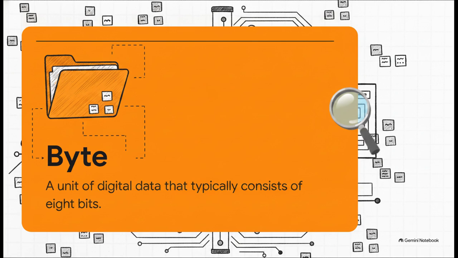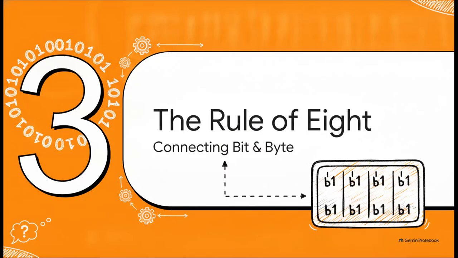A byte is, quite simply, a unit of digital data that consists of a grouped collection of bits. If a bit is a single piece of paper, think of a byte as a folder containing a small stack of those papers. It's just a way to package the data so that your computer's processor can handle it way more efficiently. Section 3. The Rule of 8.